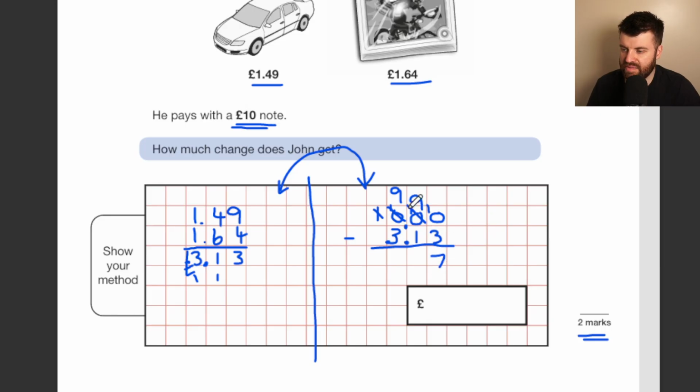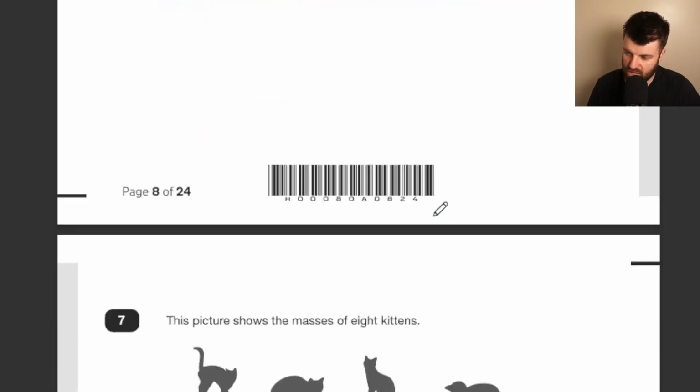10 take away 3 is 7, 9 take away 1 is 8. Decimal place goes in, don't forget that. 9 take away 3 is 6, and we have nothing here in the tens, so the answer is £6.87 change. That's how you get 2 marks.